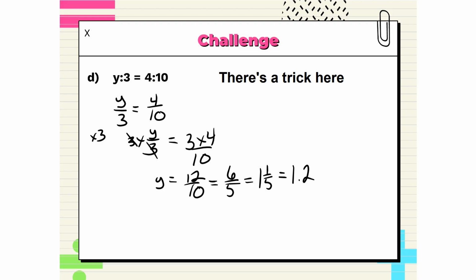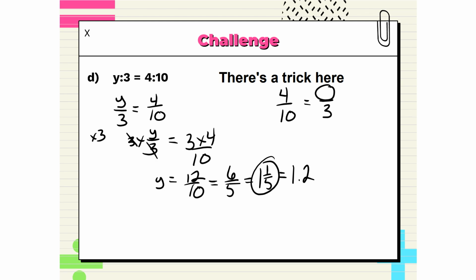Imagine that you had been given a recipe that said the ratio of eggs to flour is 4 to 10, and then it told you that you've only got 3 cups of flour. You want to know how many eggs you are going to use with that 3 cups of flour. So in this case, it would make sense that you would have 1 1/5 eggs to work with your 3 cups of flour.